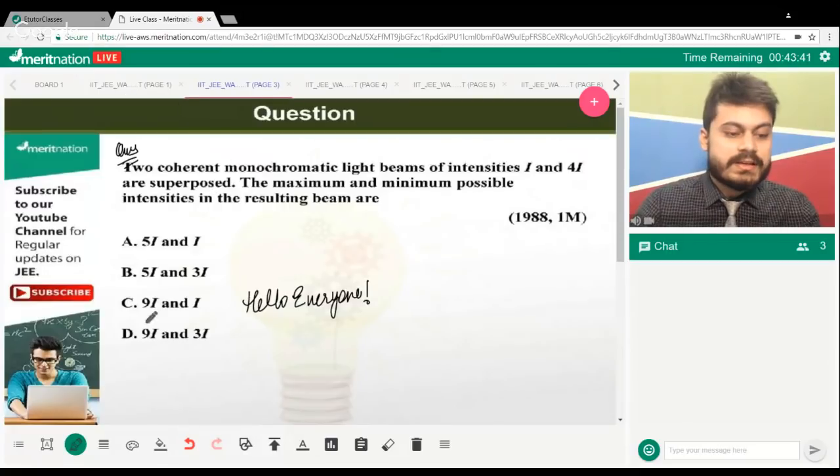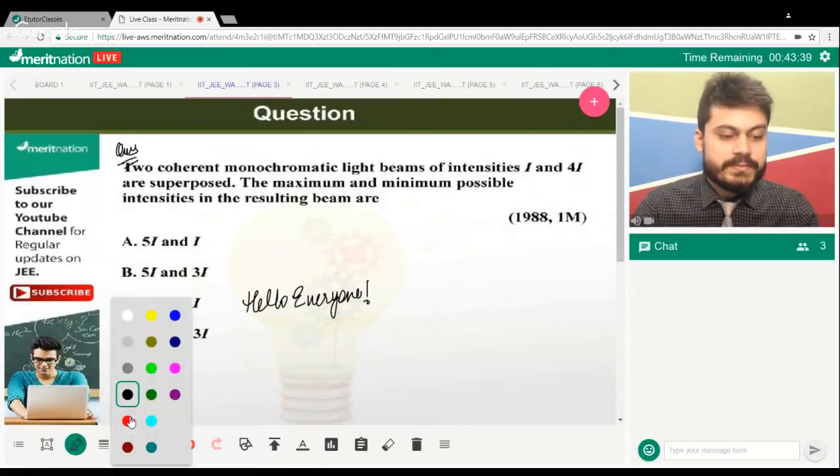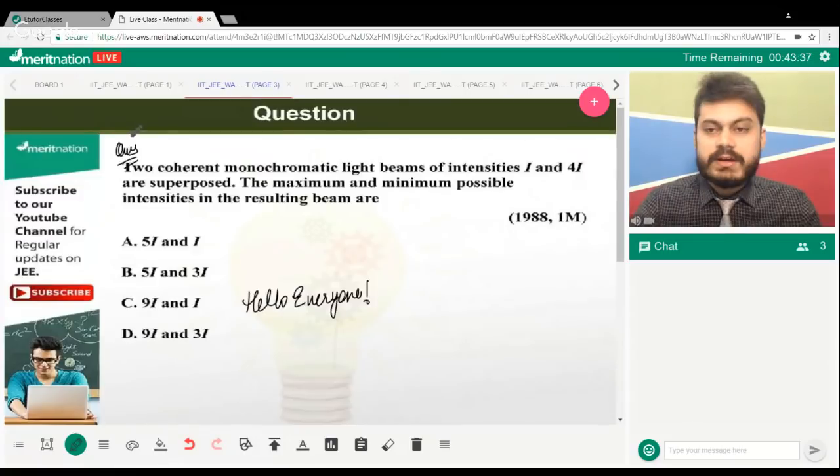So, this is the second session of, you can say, wave optics. First session we had 2 days earlier. Now this is the second session.